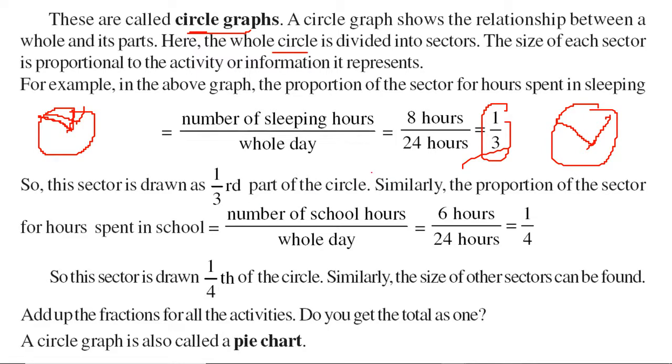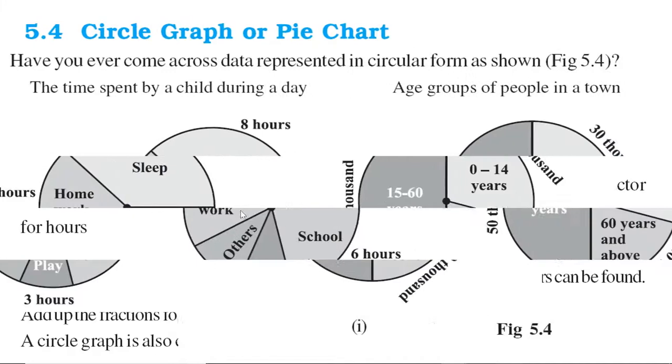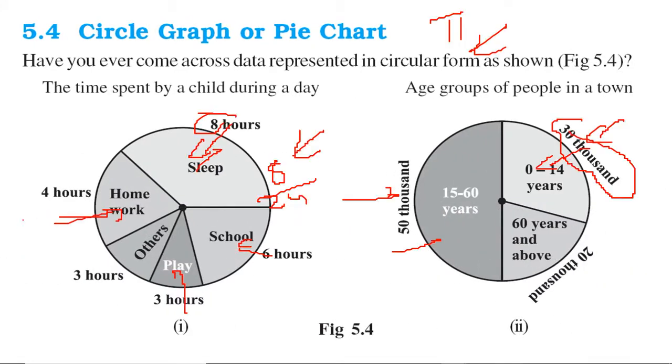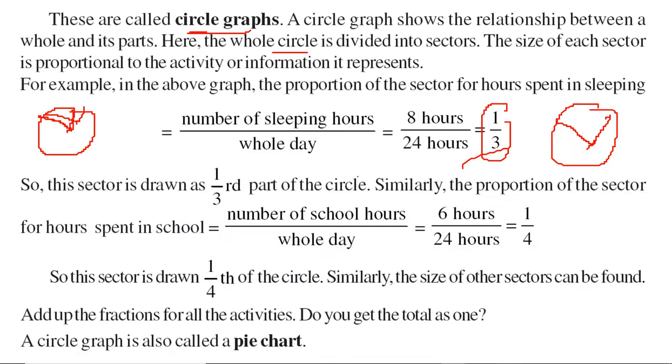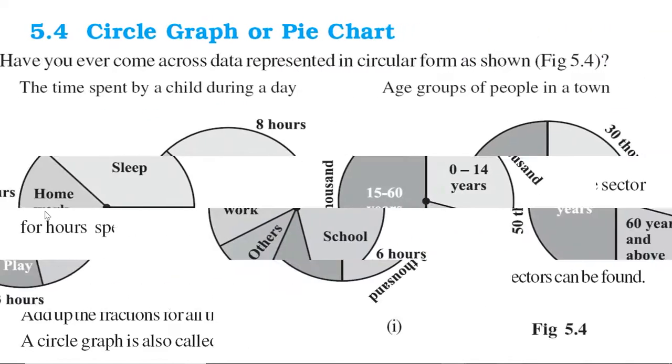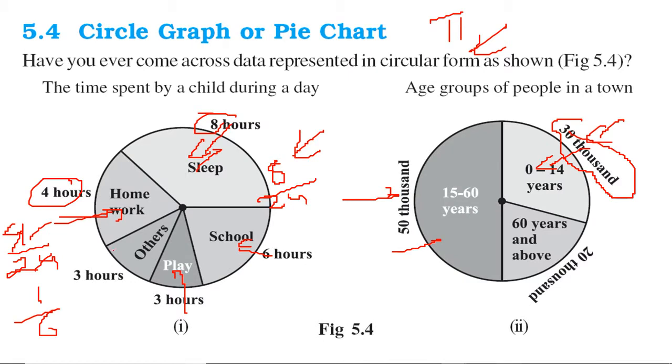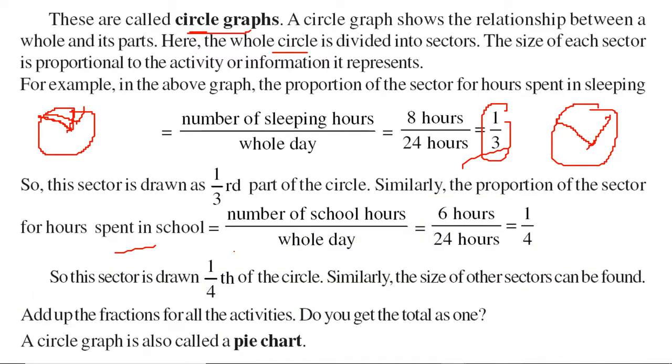Similarly, if you want to compute the hours spent in school, this is 6 hours. Total is 24 hours. So 6 by 24 is 1 by 4, as suggested here. And this is homework for 1 by 6. 6 fours are 24, so this is 1 by 4. So we give 1 by 4 part, that is a 90-degree part, to the circle.